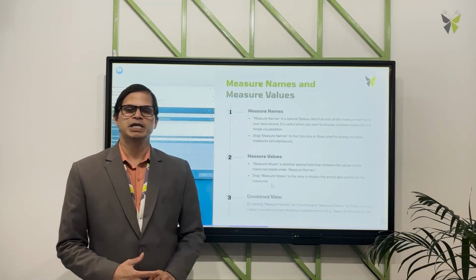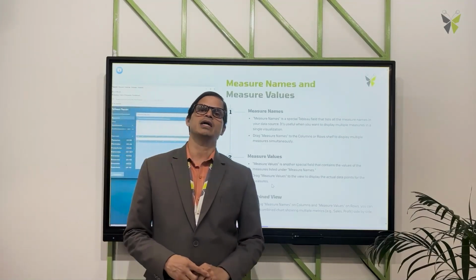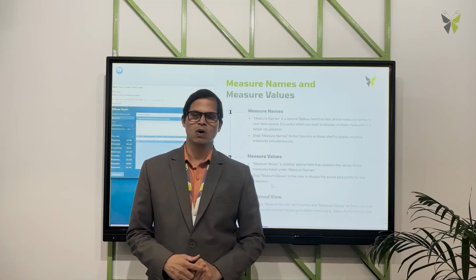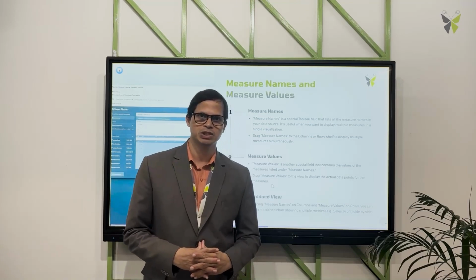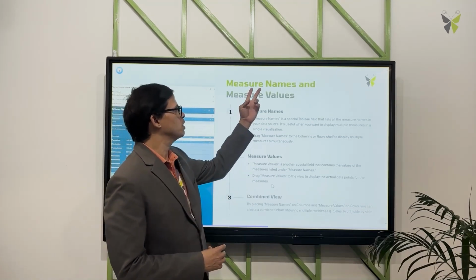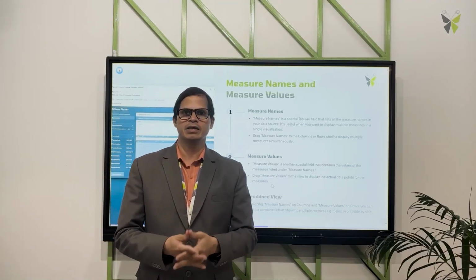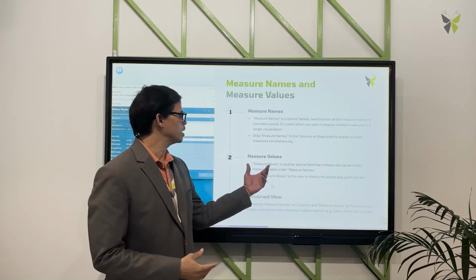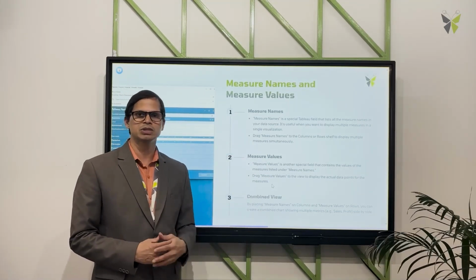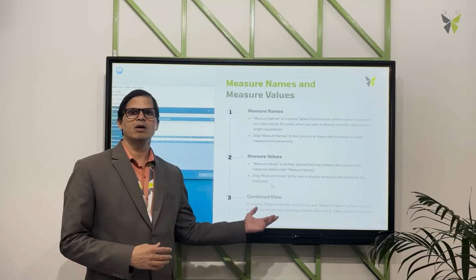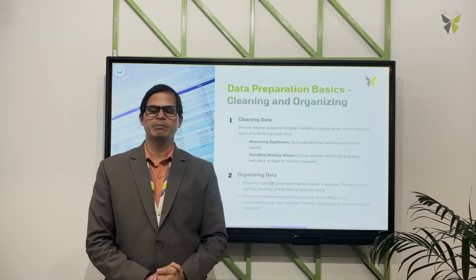Now let me take you to the measure names and measure values. What are the measure names? All the columns that have numerical values, or that can be aggregated like summation, count, etc., come under the measure names. So these column names will come under the measure names, and their respective values, like summation or the aggregated values like count, etc., will come under the measure values. We can drag the measure names and values in the rows and columns to get a table or matrix as per the requirement.